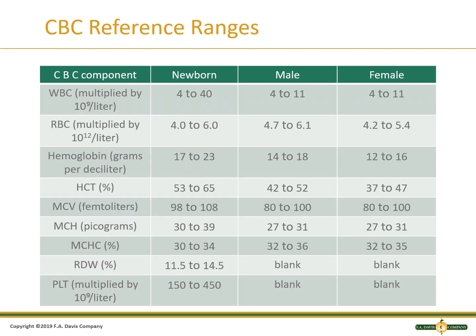Here's another chart that shows CBC reference ranges based upon the age or even the sex of the patient. There is a little bit of variation when it comes to your red blood cell count and hemoglobin count between an adult male and an adult female. Most of the other ones, there's just a little bit of variation with those. There's going to be a bigger variation with a newborn and an adult, and then slight variations with a male and female patient.